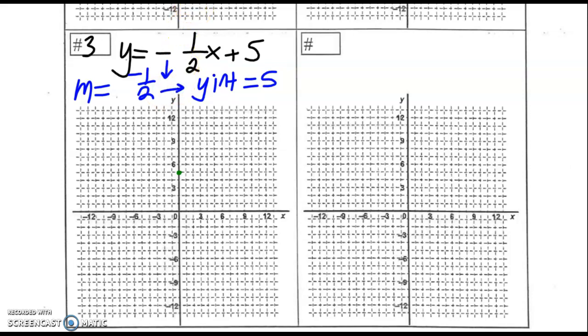So from our point 5 that we just graphed, the y-intercept, we're going to go down 1 and right 2. 1, 2. And there's our second point that we're going to graph. So down 1 from the 5, right 2. Connect those.